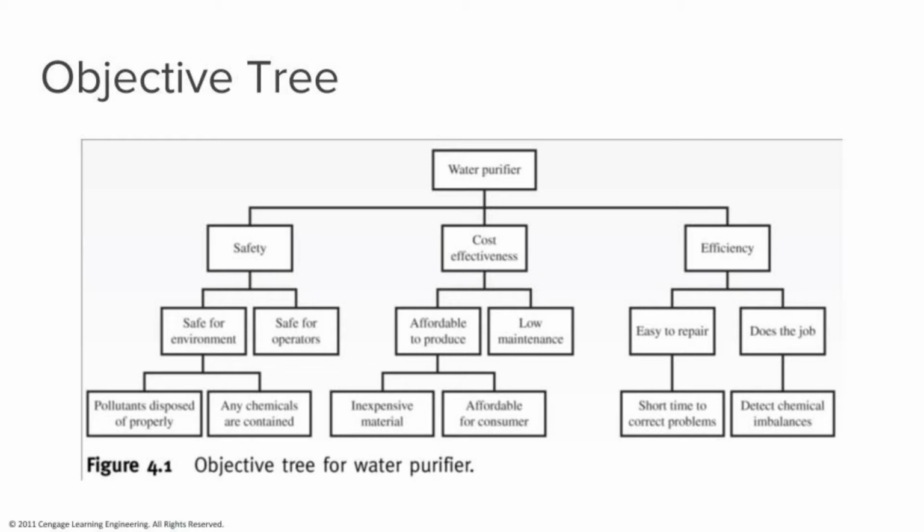You see what you're doing? So you're breaking it down into these different objectives and it becomes a tree. Pollutants disposed of properly. Chemicals are contained. Inexpensive material, affordable for customers, short time to correct problems, detect chemical imbalances. So hopefully you can develop a similar objective tree for your project.